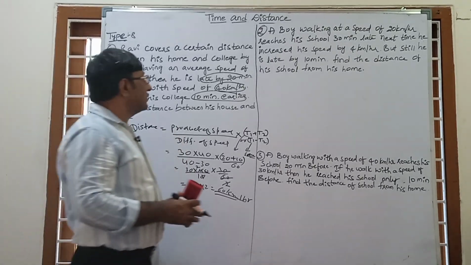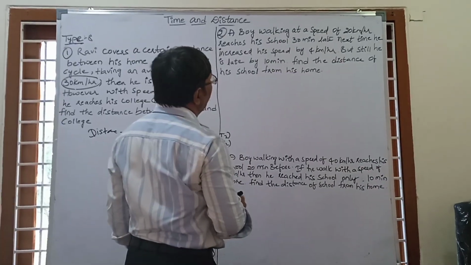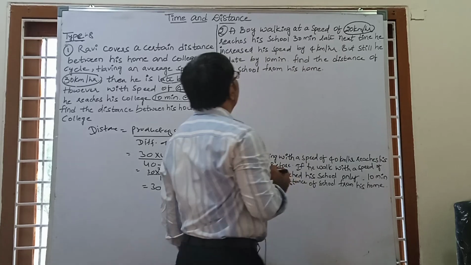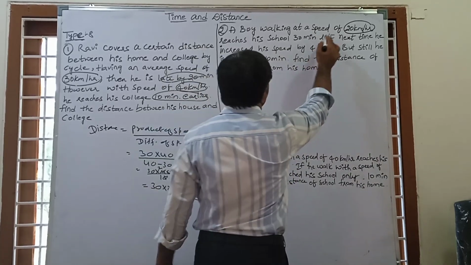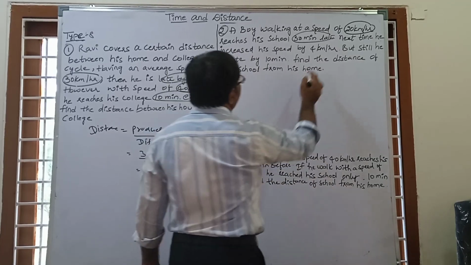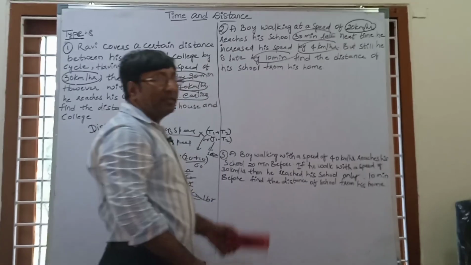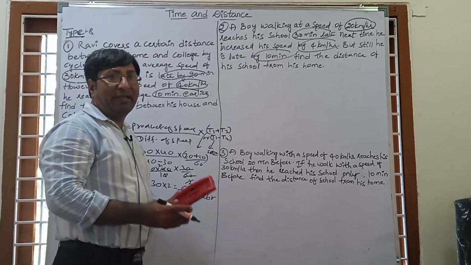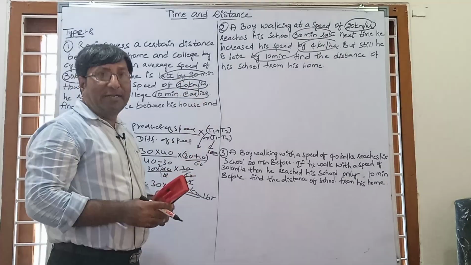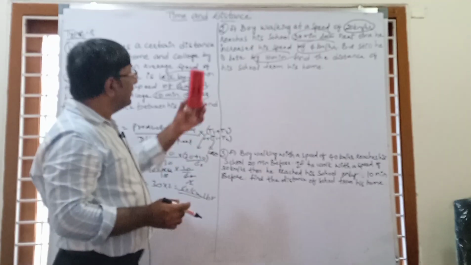Let's see the next question for the same type 8. A boy walking at a speed of 20 kilometers per hour reaches school 30 minutes late. Next time he increases his speed by 4 kilometers per hour. So this is the same type 8 question, but there is a difference in language. What is the difference? Here a speed of 20 kilometers per hour is given. Now next he is telling he is reaching.